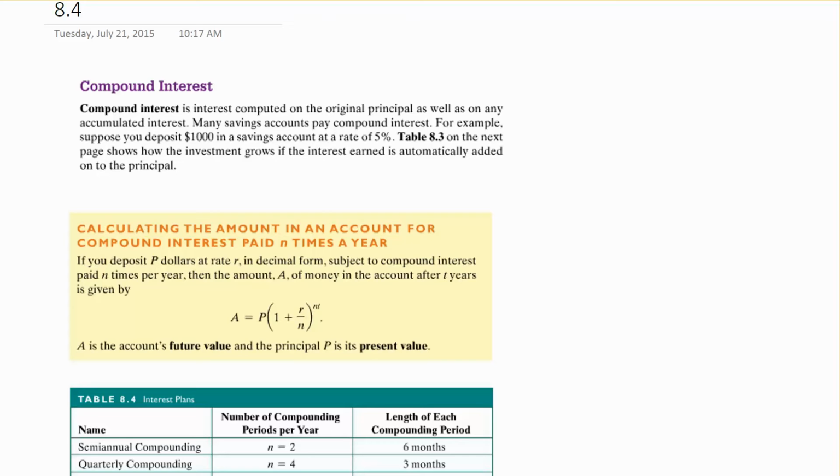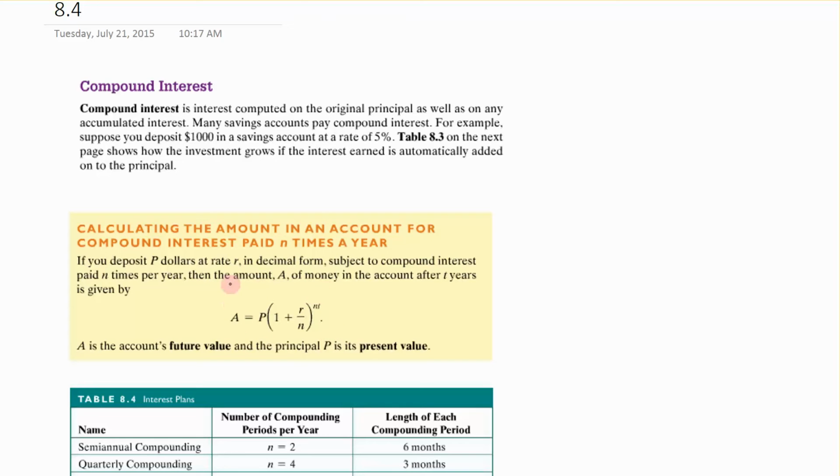I'm not going to go through the derivation of the formula, but it is in your textbook and it is in this little box. It says if you deposit P dollars, that would be your present value, sometimes called the principal, at a rate of R, that's your interest rate, subject to compound interest paid N times per year. And remember I said periodically. Then the amount A, that's your future value, of the money in the account after T years is given by, and here is a formula.